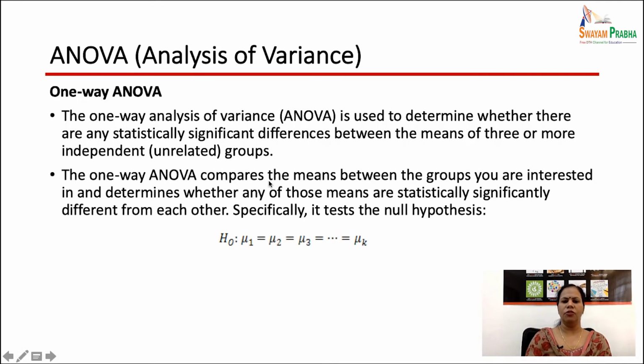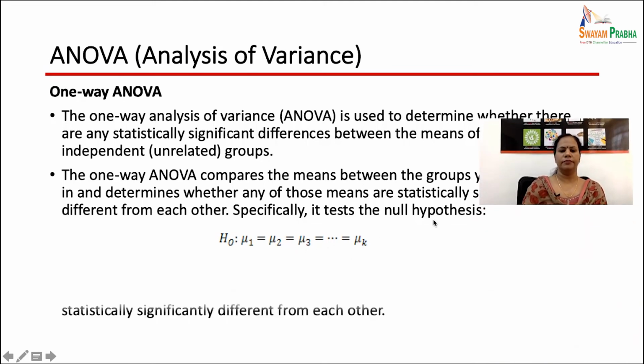The one-way ANOVA compares the means between the groups you are interested in and determines whether any of those means are statistically significantly different from each other. Specifically, it tests the null hypothesis. So null hypothesis H0 will be that all the means are equal to each other. So there is no difference between these different groups.